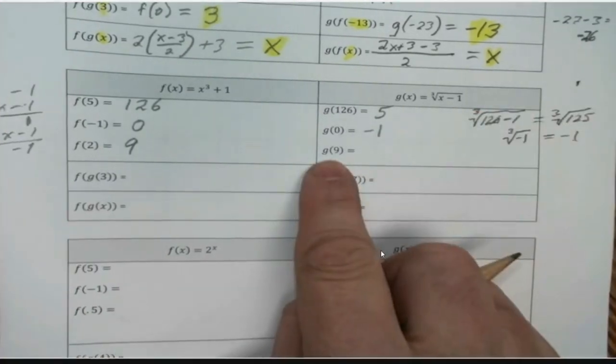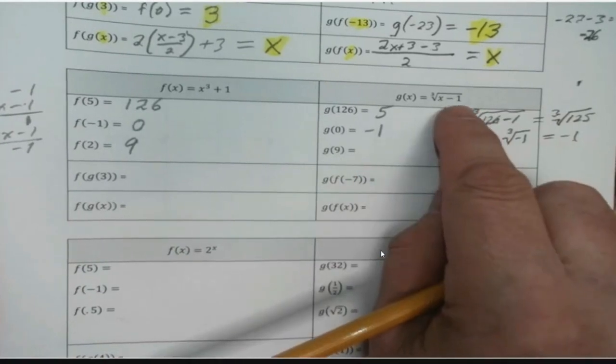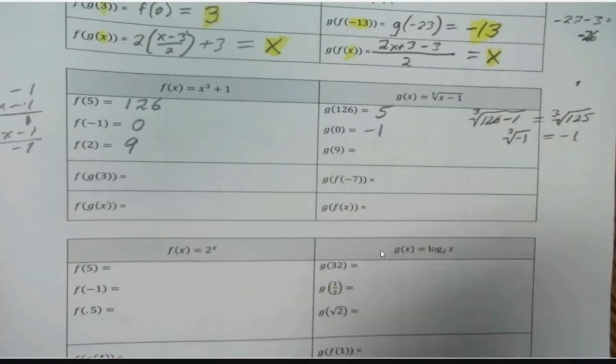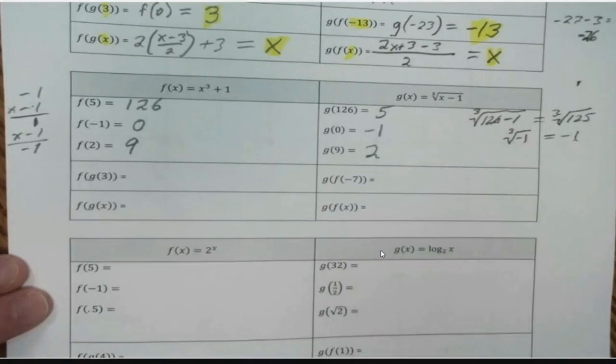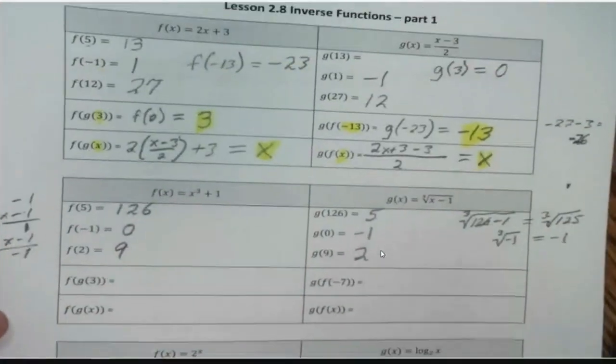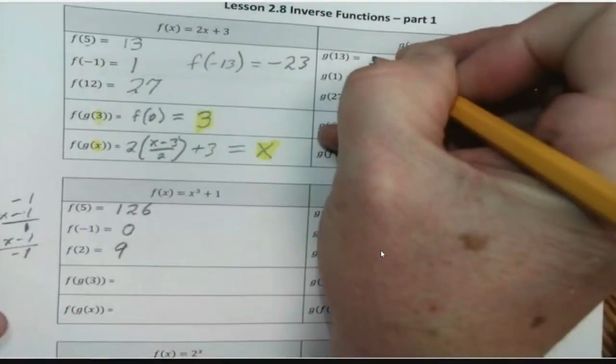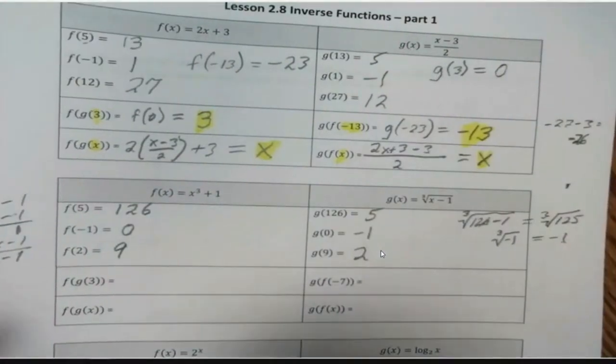g of 9. 9 minus 1 is 8. What's the cubed root of 8? What do you have to multiply by itself 3 times to get 8? Are you noticing what's going on here? We didn't do g of 13 up here, but it's 5. You know what's going on here?